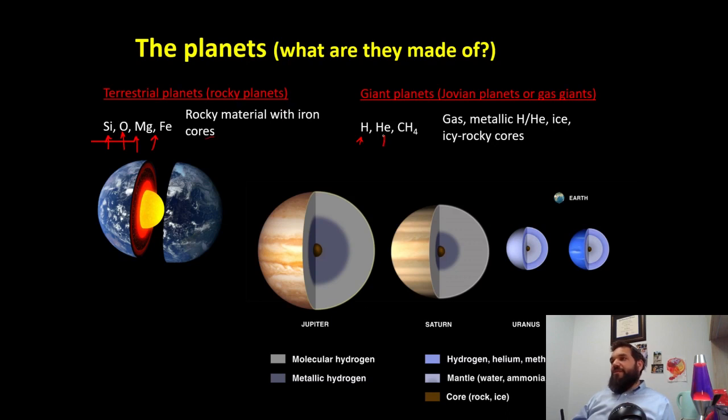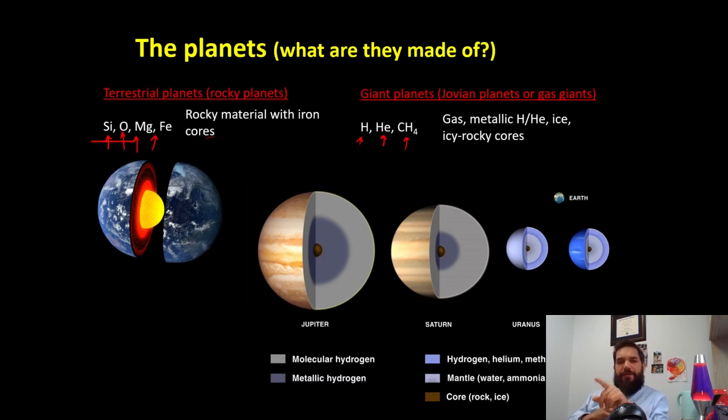So we have hydrogen, we have some helium, we have some methane, right? Think of things that are mostly gases at normal room temperature and pressures, right? So carbon dioxide, methane, natural gas, nitrogen, things like that, ammonia. These are the kind of things that we find in the gas giants. They're made of gassy type materials, okay?